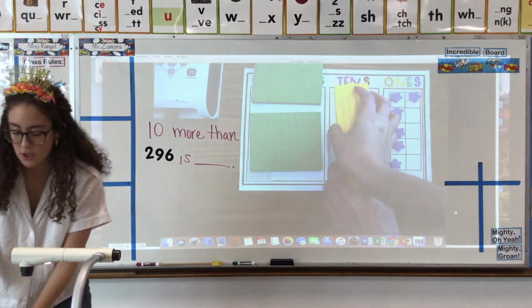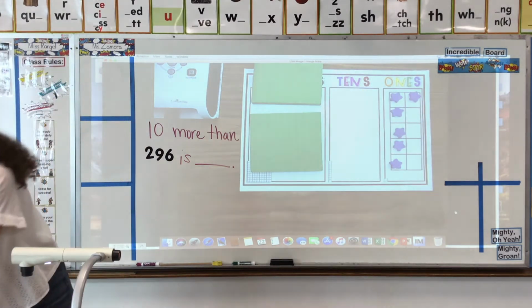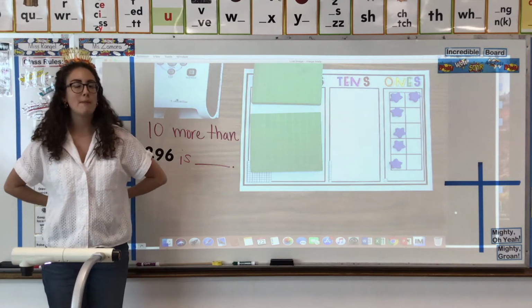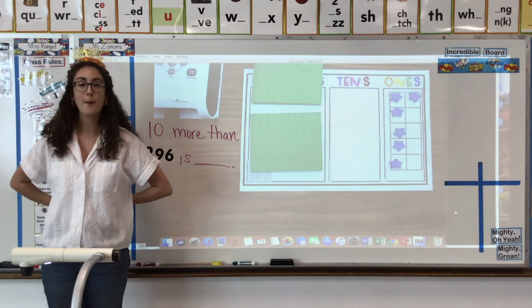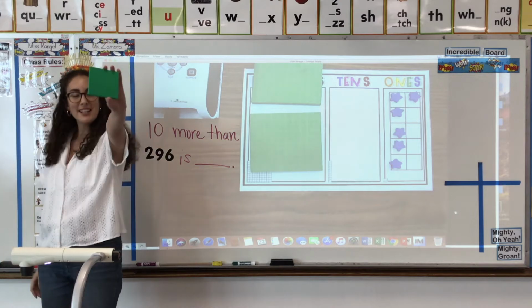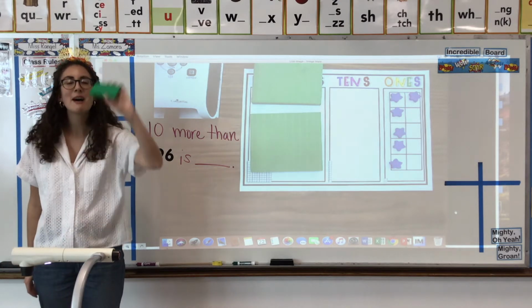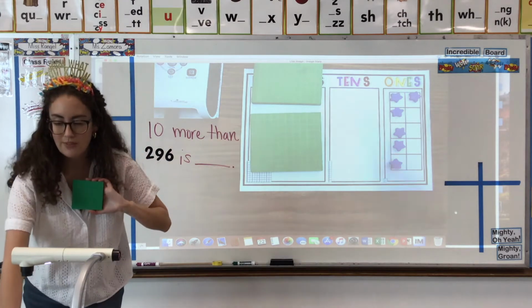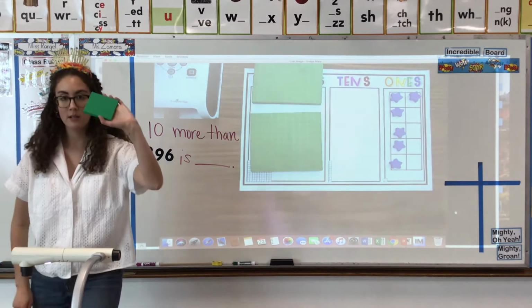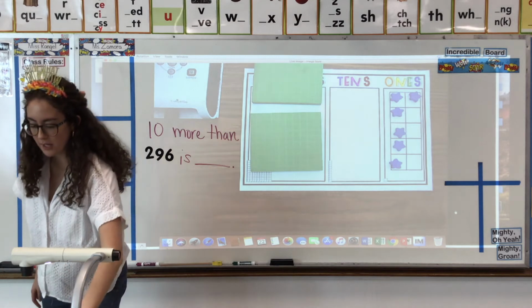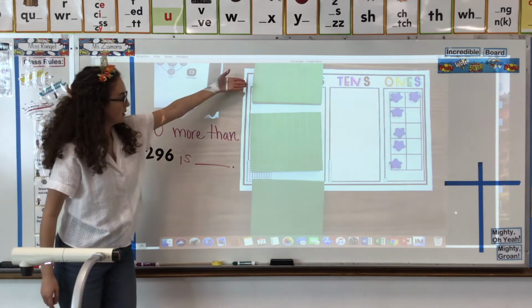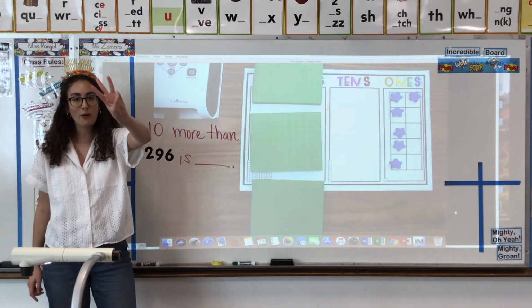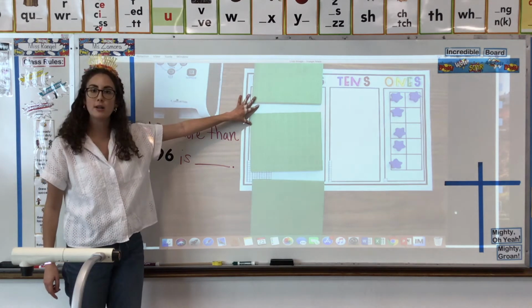If we bundle 10 tens together, what larger unit will we make? We will make a 100, of course. 10 tens will make a 100. So let's go ahead and see. We've got 2 hundreds already. So another 100 will make how many? 300s, of course. Now we have 300s.